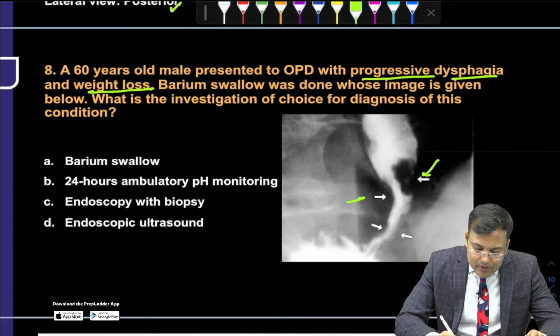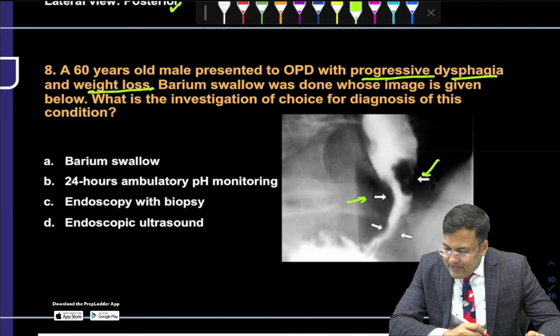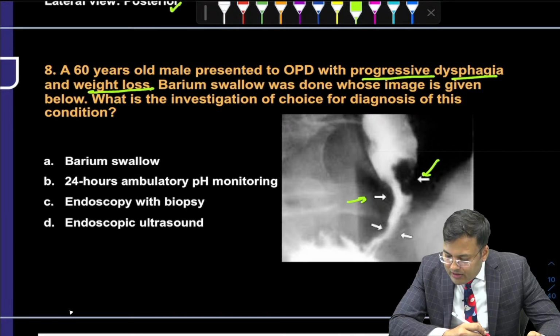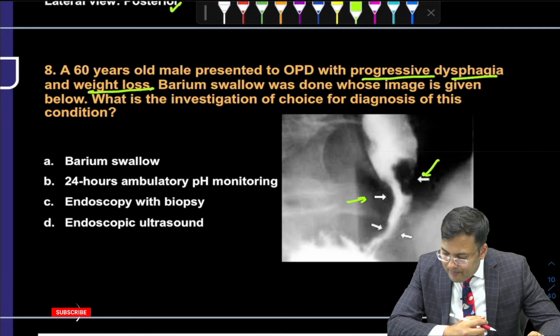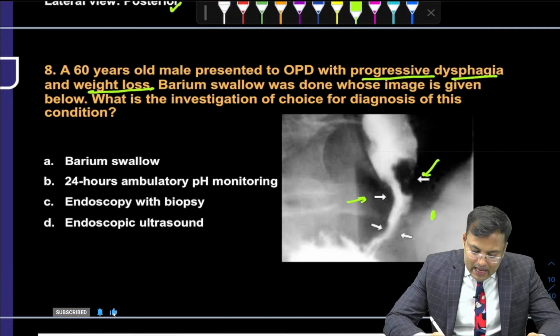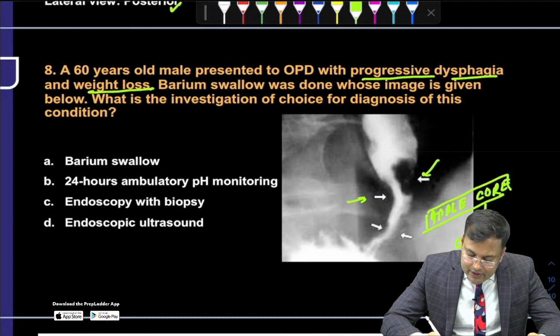First you tell me what is the name of this appearance? Very good. Apple core. Apple core appearance. Yes, everybody is marking correct answer. An apple core on barium swallow is seen in carcinoma esophagus. So the diagnosis here is carcinoma esophagus.